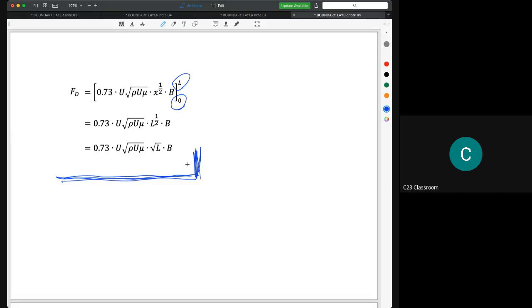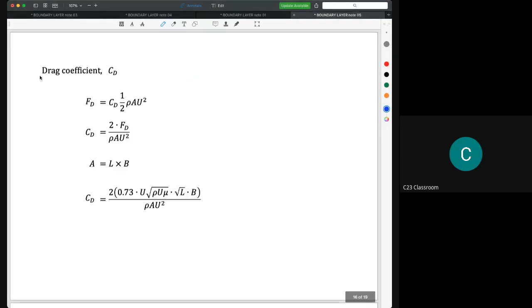Okay, however, because in a boundary layer, we will focus on drag coefficient. So we need to calculate the drag coefficient. So as I said previously, we could assume the value of drag coefficient as CD 1 over 2 rho AU square. So and then CD is equal to 2F over rho AU square. And then A here is equal to L times B.